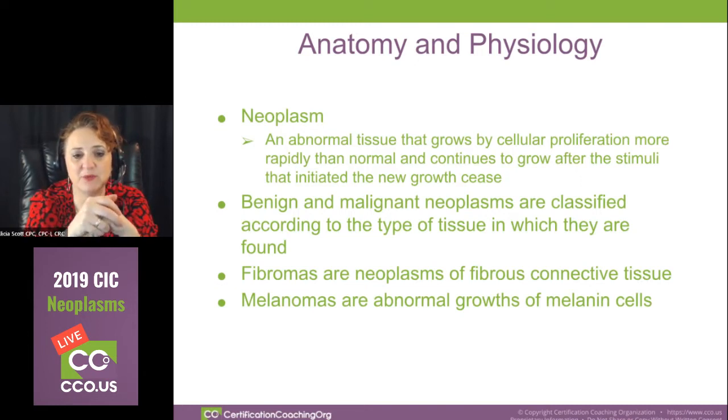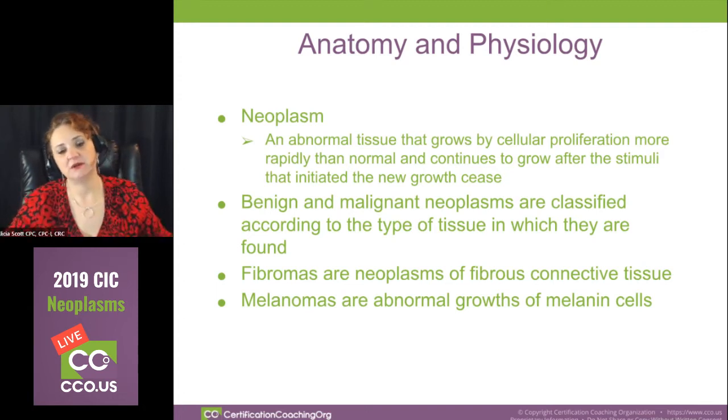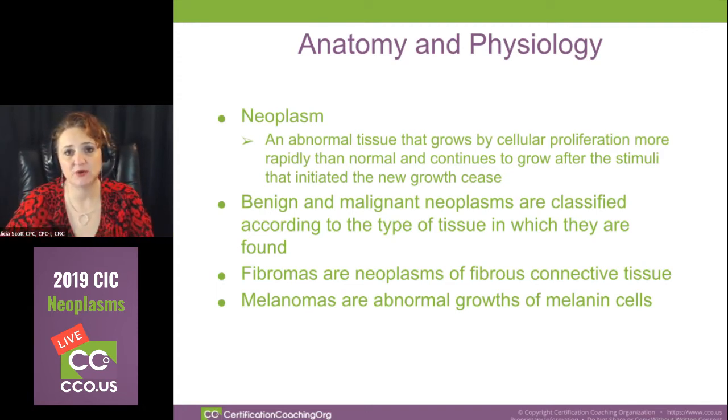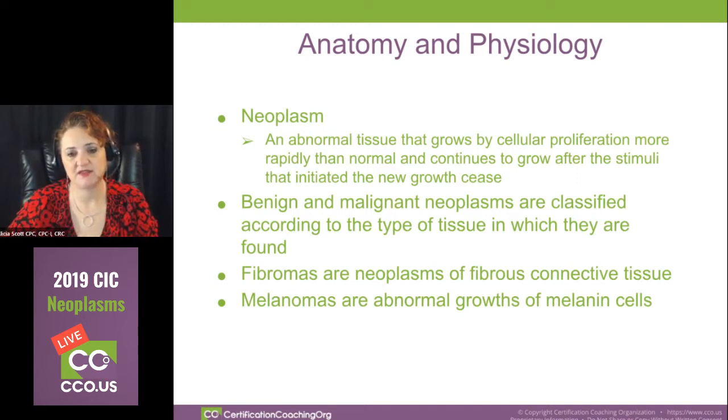We can have fibromas, which end up being like connective tissue that goes crazy. And then we have melanomas, which are abnormal growth of melanin cells, which are in the skin, and it's very invasive and aggressive. If a person has a confirmed melanoma, whenever you see the initial treatment for that, they are going to take a large area.